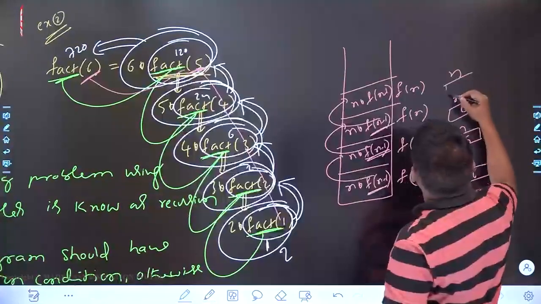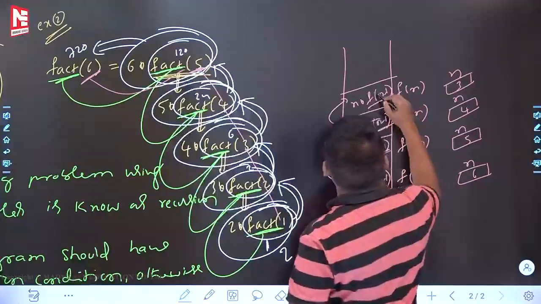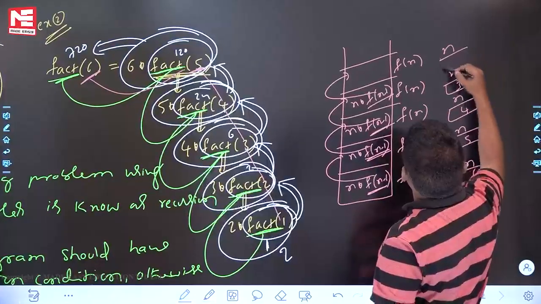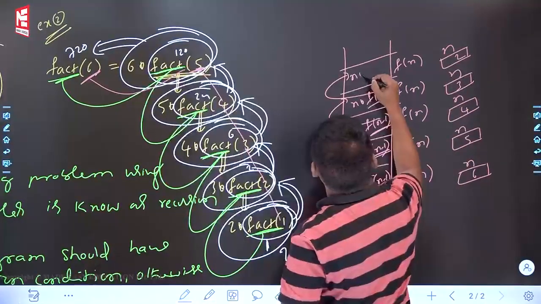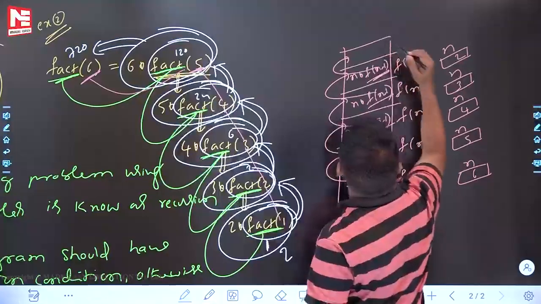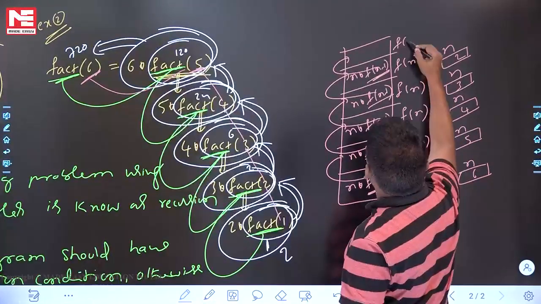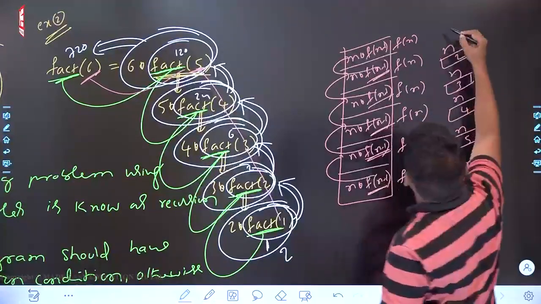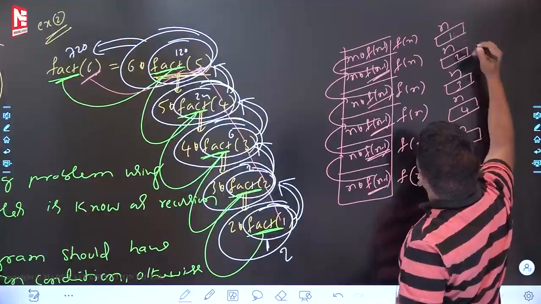So here the n value is 3. Because of fact of n minus 1, same story: fact of n with n value 2, n into fact of n minus 1. Again the same story: f of n is n into fact of n minus 1. Here the n value is 1. N value 1, stop.